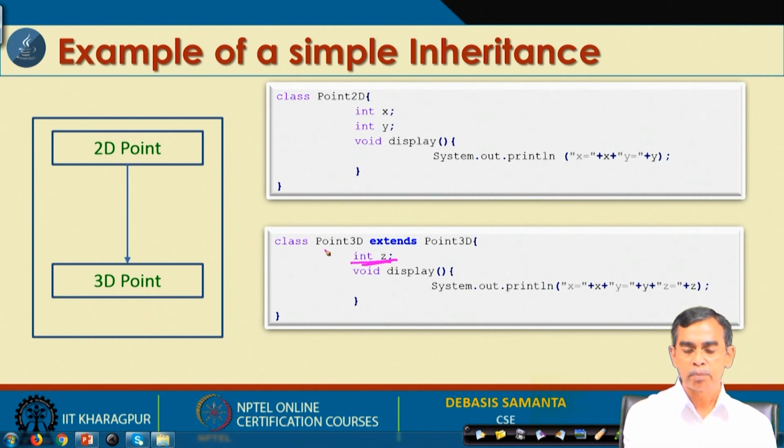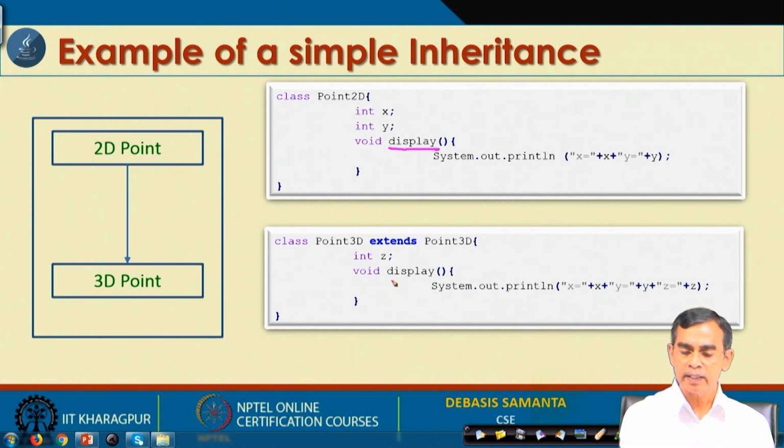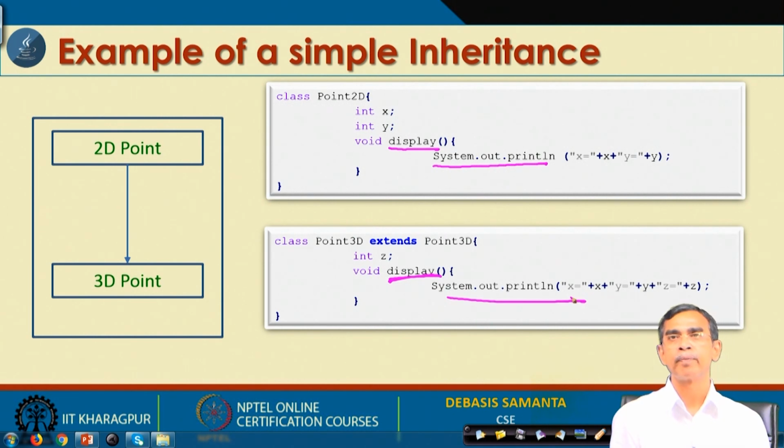This means that for this class Point3D, all these things are also accessible here. So, this means that x, y and z, all the three members, are available to this class Point3D. However, again you can note, the display method which is there in Point3D is also there. However, the method which is defined here and there are different.